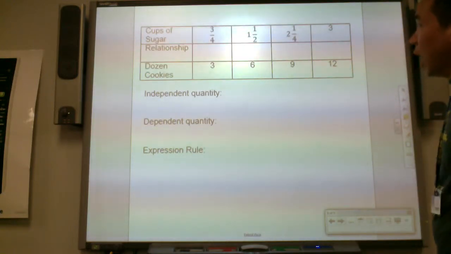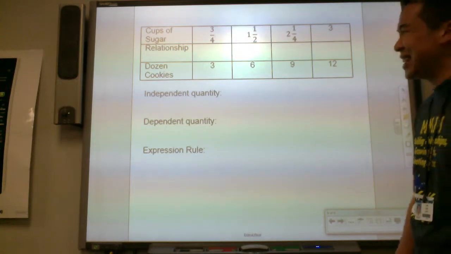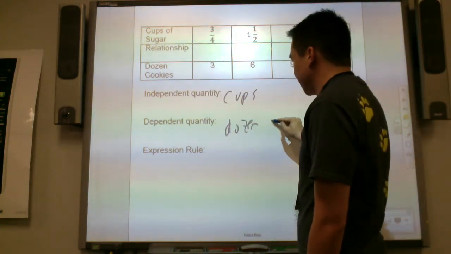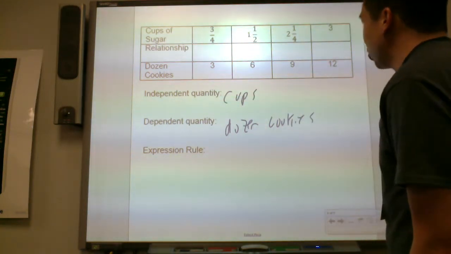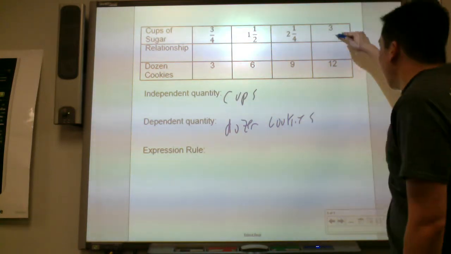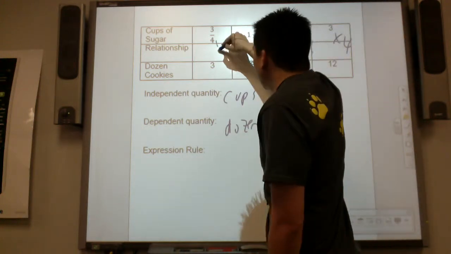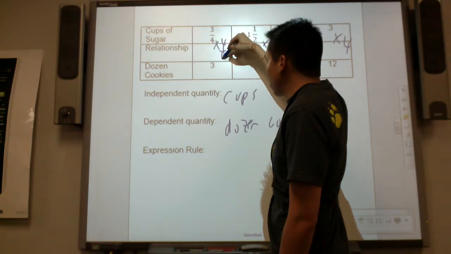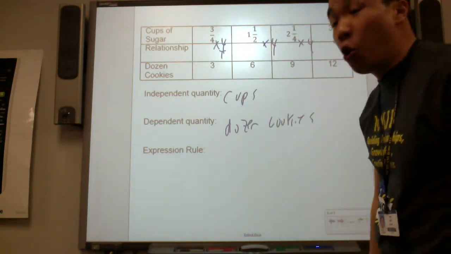Next one. I have cups of sugar and dozen cookies. Find the relationship. First of all, what is the independent? Cups of sugar. Dozen of cookies are the dependent. So what is the relationship here? Ooh. No, I'm going to start looking at whole numbers. I don't like looking at a fraction. I know you're multiplying by 4. Let's make sure. 3 times 4 is 12. 4 times 1 is 4. 12 divided by 4 is 3. So it is. You're multiplying by 4.